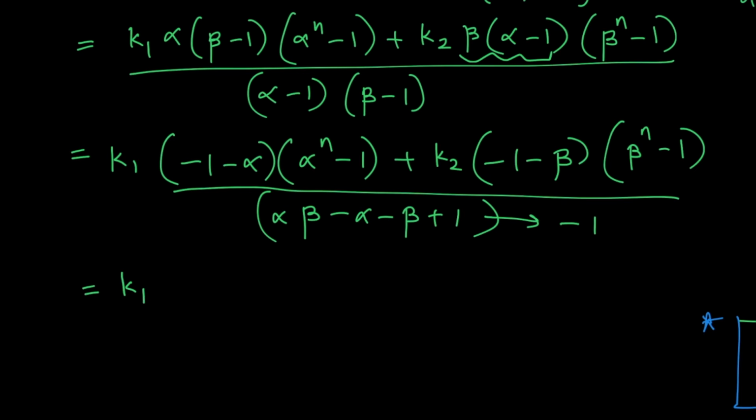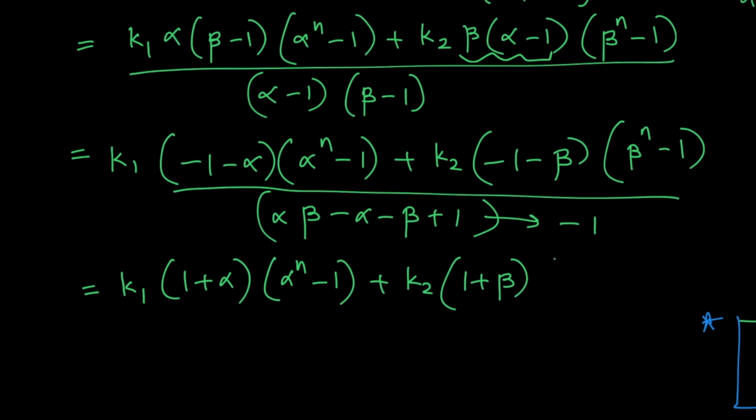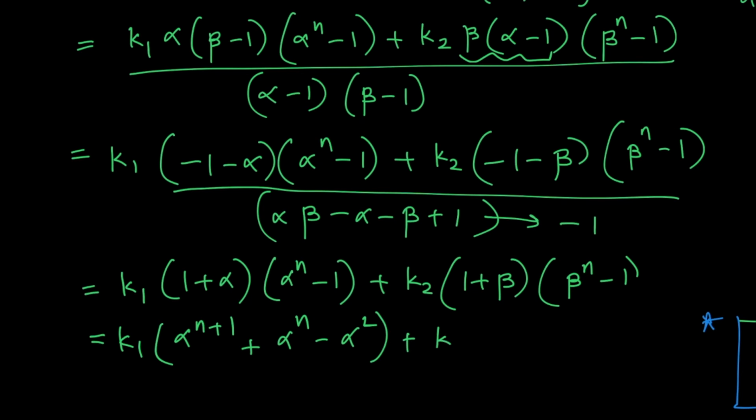So this will be k1 into 1 plus alpha into alpha power n minus 1 plus k2 into 1 plus beta into beta power n minus 1. So when you simplify it, we have k1 into alpha power n plus 1 plus alpha power n minus alpha square plus k2 into beta power n plus 1 plus beta power n minus beta square. Why? Because we have minus 1 term here, minus alpha term here, so I have rewritten it as minus alpha square. Similarly, 1 plus beta into minus 1 term I have written as beta square.